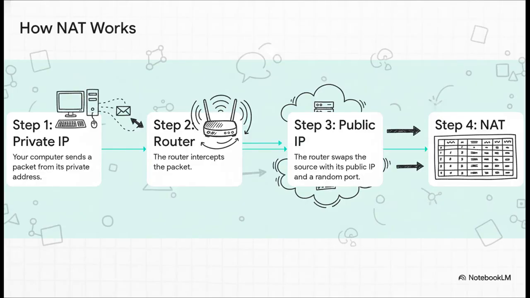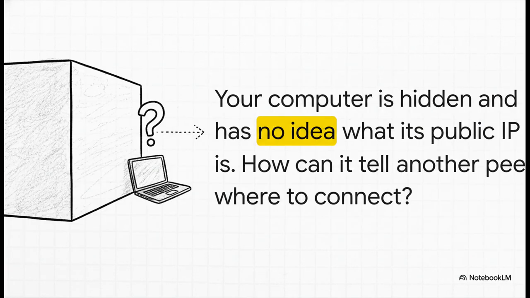So let's just trace the path here. In step 1, your computer sends out a request from its private address, its room number. Your router intercepts it. Now in step 3, it swaps out that private address for its own public street address. And here's the really crucial part. Step 4, the router makes a quick note in its little logbook, the NAT table. It does that so when a response comes back, that doorman knows exactly which device, which room, to forward it to. And this is the absolute core of the problem for WebRTC. Your computer is totally hidden behind this wall. It has no idea what its public street address even is.